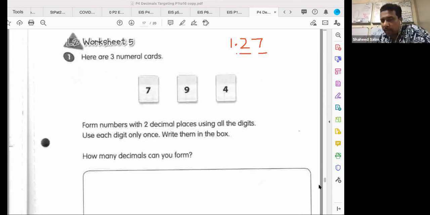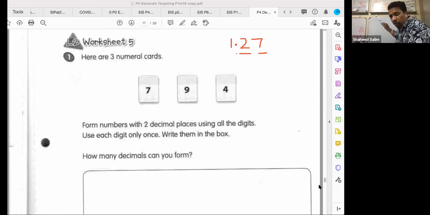Okay, we will write it on the board here. I think we can form 6, but can you form 6? You must have the dot, Umaira. Yours got no dot. 2 decimal places means you must have a dot like that. Dot, number. Yes.